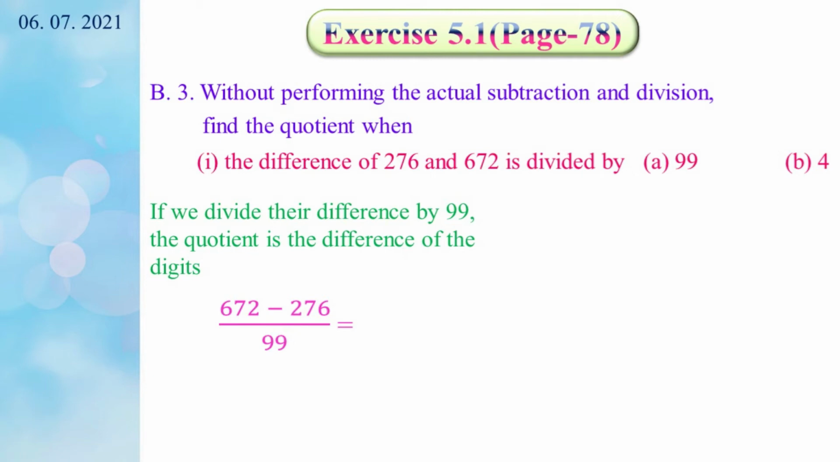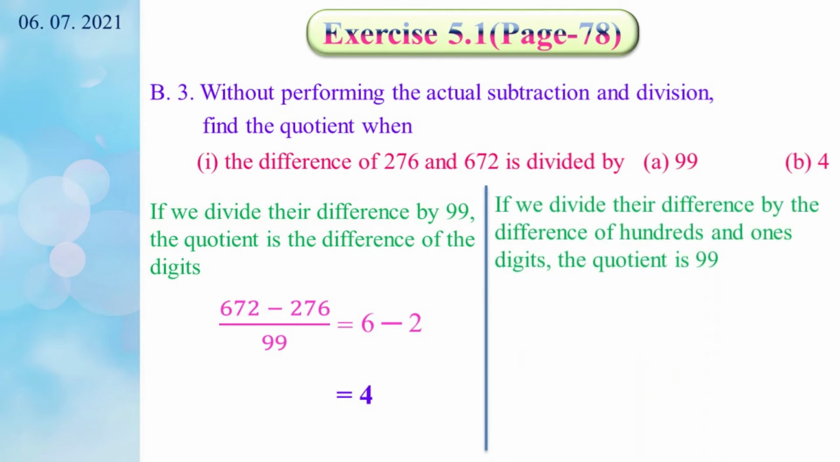(672 − 276) is divided by 99: 6 − 2. Here 6 is the hundreds digit and 2 is the ones digit. 6 − 2 will get 4. Next, if we divide the difference by the difference of the hundreds and ones digits, the quotient is 99. (672 − 276) divided by (6 − 2), or (672 − 276) divided by 4, will get 99.